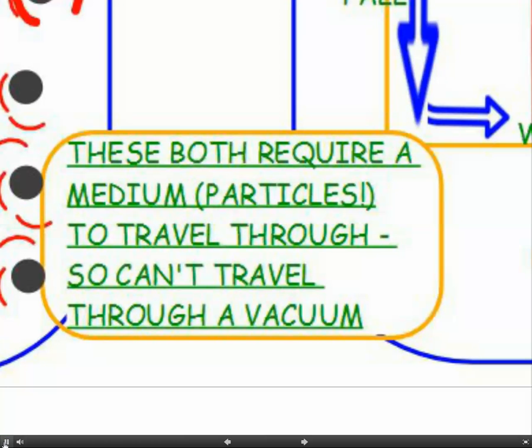Remember, these both, and I'm talking about conduction and convection, require a medium. They require particles to travel through. So they can't travel through a vacuum. So in this way it's different from radiation.